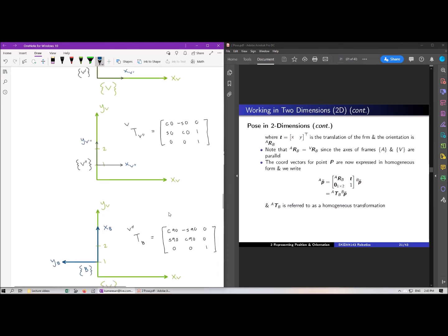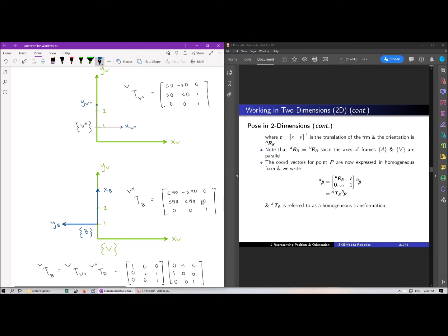So the next motion is, from here we rotate this way, which is positive 90 degrees, to arrive at our coordinate frame B. And we have to obtain its homogeneous transformation matrix TBV double prime. The angle is 90 degrees, but there's no translation. The origin remains the same as this one, so it's 0, 0.